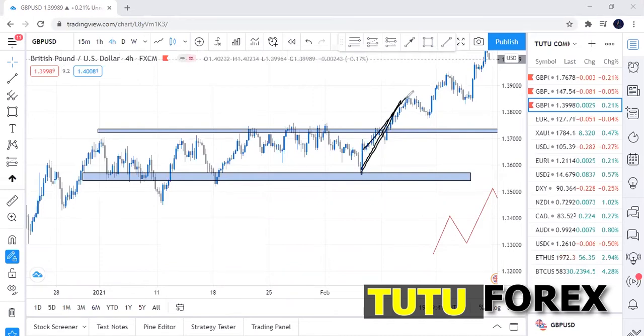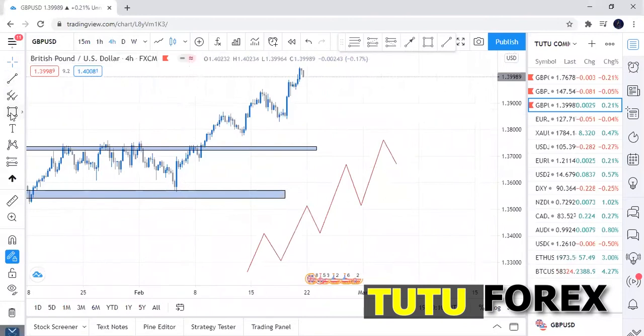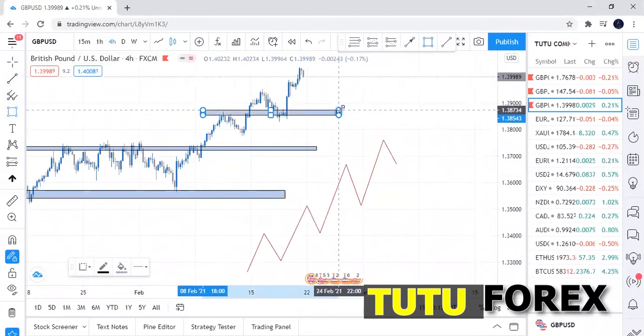price broke out of this structure, but it didn't come back to retest this level. Are we going to take part in this trade or not? Because our rule is we want price to come back to this level here before going to the upside. But price here didn't come to this level. So what we'll do there is, you can see that price created a high here. So you mark that high.